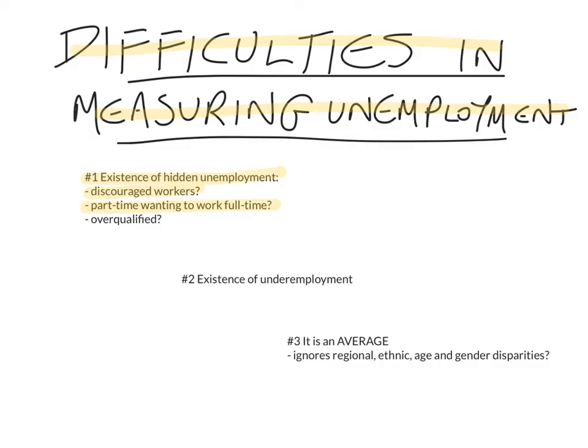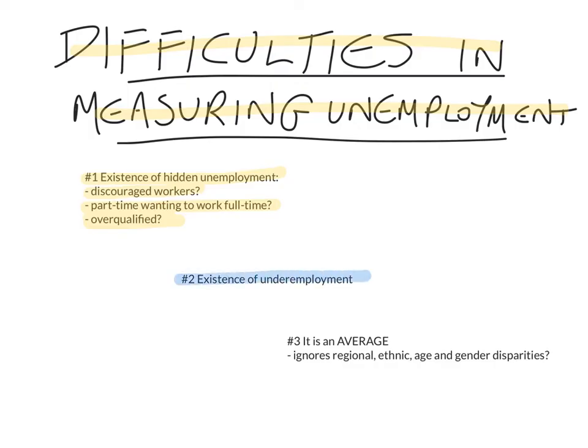What about part-time staff that are wanting to work full-time but can't find a full-time job? Aren't they underemployed? What about people that are working jobs for which they are overqualified because they can't find a job for which they are qualified? So the first difficulty in measuring unemployment is the existence of hidden unemployment.